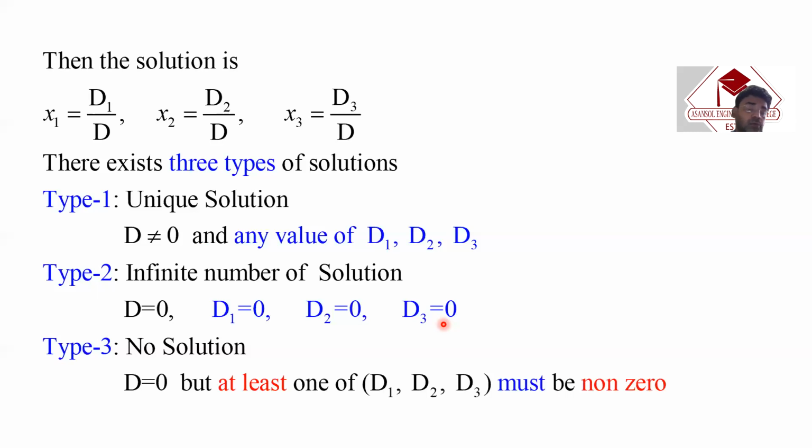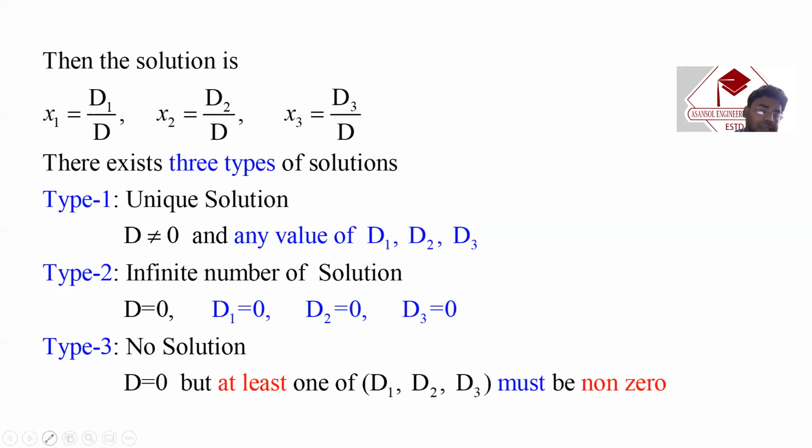then only you can say there exists an infinite number of solutions. Clear? I repeat once again. For an infinite number of solutions, you should have D, D1, D2, D3 all equal to 0. All. Clear? Next, be careful about this information.